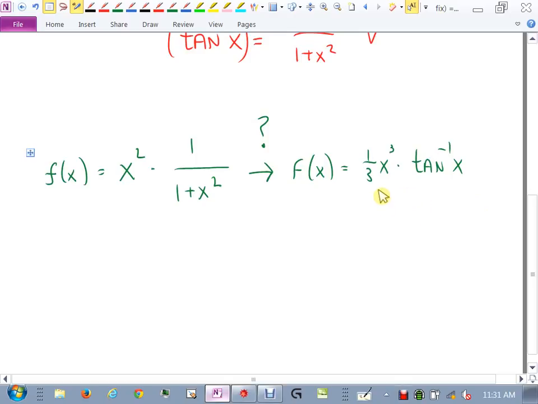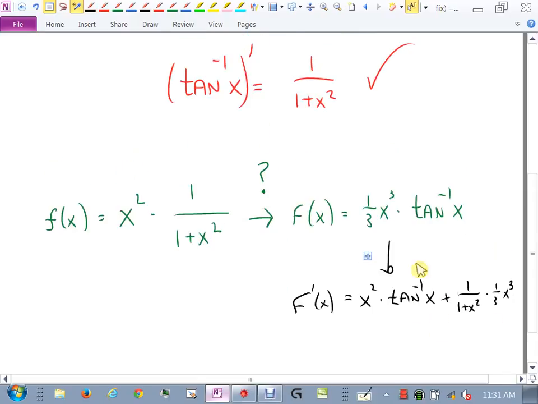Do I need to check it? I mean, what would be the derivative of this? The derivative of the first one is what? If I take this derivative, so f prime, it would be x squared times arctangent x, right? Plus, now the derivative of arctangent, which is 1 over 1 plus x squared, times the first one, 1/3 x cubed. Is that right here? This right here? No, they're not even close, are they? This is not that. So that didn't work.